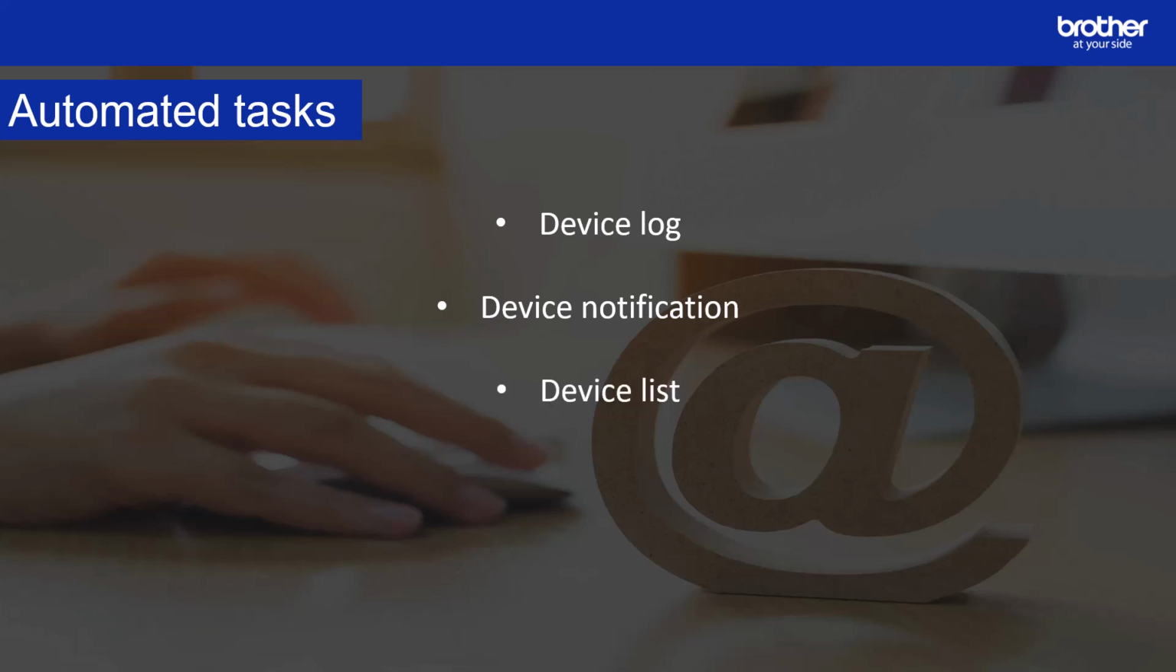Device list. This task retrieves device information in the device list. It sends the device list information via email or saves it to a file in a specific destination folder according to the schedule.